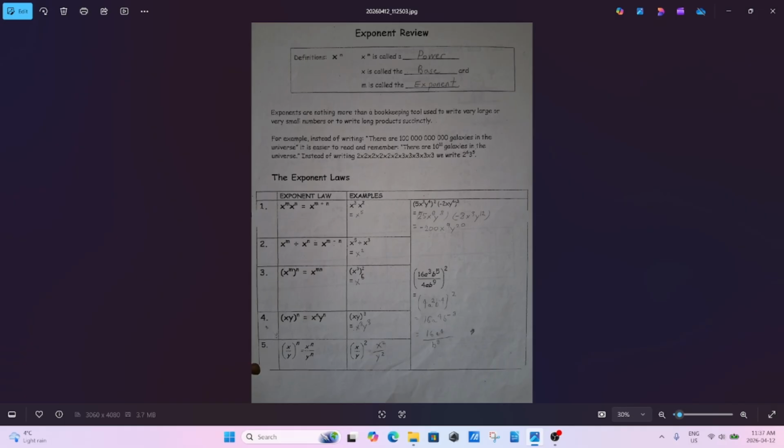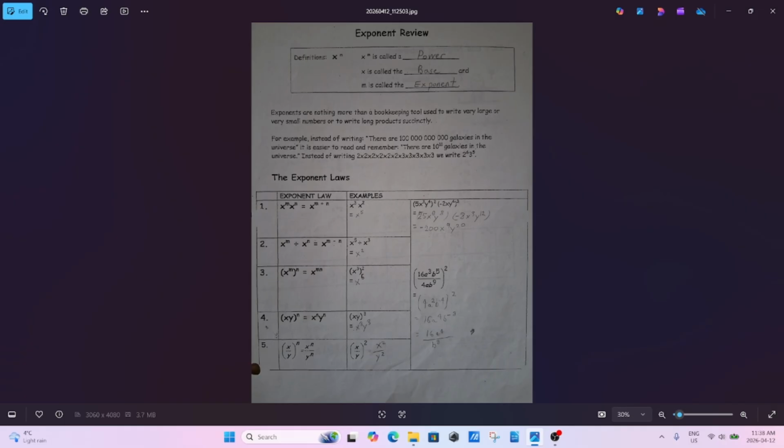The exponent laws. X to the exponent m times x to the exponent n is equal to x to the exponent m plus n. Example, x to the 3 times x to the 2 is x to the 3 plus 2, which is x to the 5.